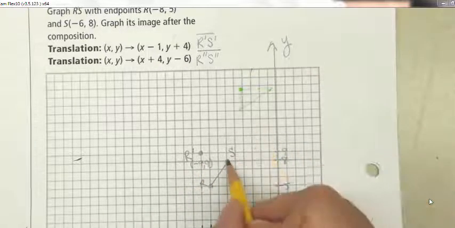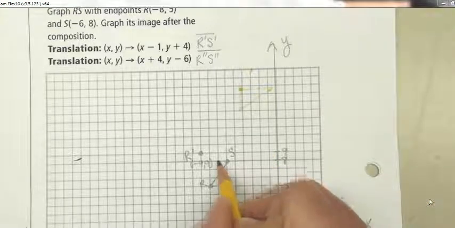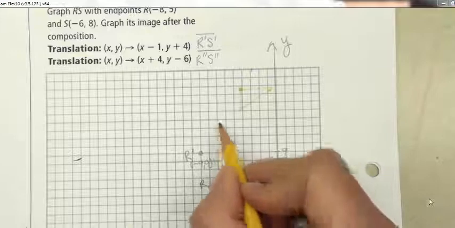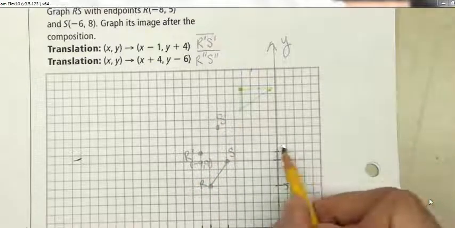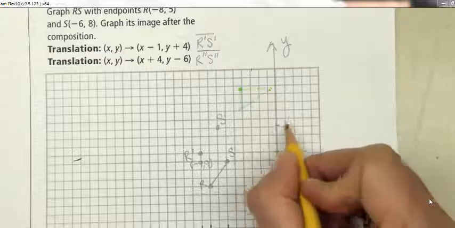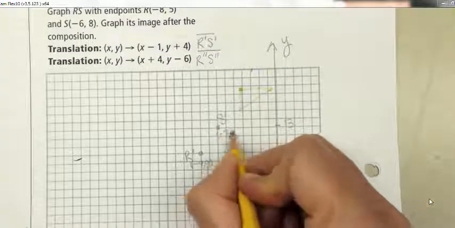And then S prime, I'm going to do the same thing. And again, because it's graphed out, I'm just going to go ahead and count. So left 1 and up 4. 1, 2, 3, 4. S prime. So let's see, that's going to put me at (-7, 13).